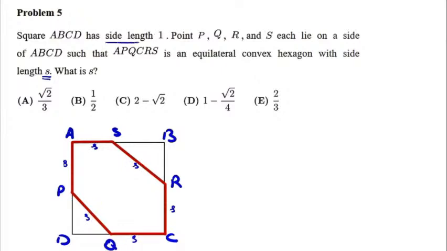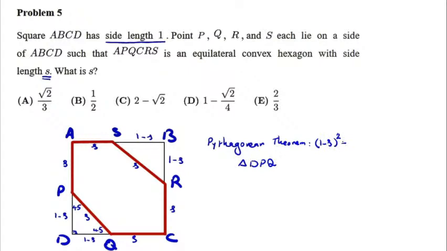And the side length is 1, so it will be here 1 minus s, here 1 minus s, here 1 minus s, here 1 minus s. Because it is 1, so it is s, so it will be 1 minus s. All of them are the same. So here we know it is 90 because it is 1 minus s, 1 minus s. We will see it is 45. And you can say 1 minus s times root 2 is s, or you can use the Pythagorean theorem in triangle DPQ. 1 minus s squared plus 1 minus s squared equals s squared.